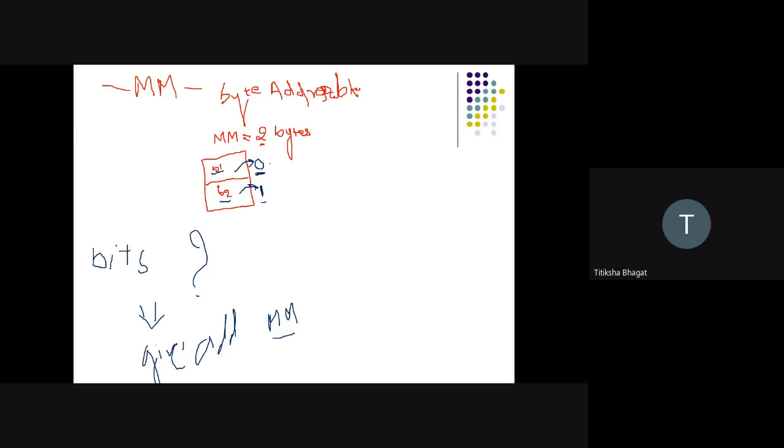So how many bits do I need? I need only 1 bit. 0 is used for the address of byte 1, and 1 is the address of byte 2. So if my main memory has 2 bytes, then I need only 1 bit.